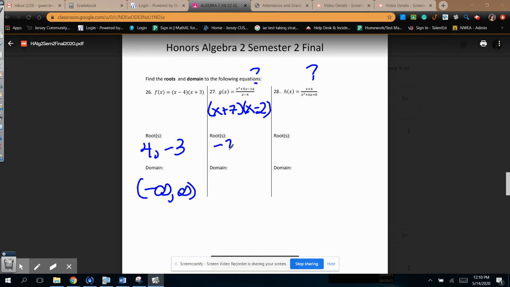So the roots are negative 7 and 2, and the domain would be x cannot equal 4. I don't know if I taught you that, actually. Maybe I did. If you got it, gold star. If not, no one's keeping track.